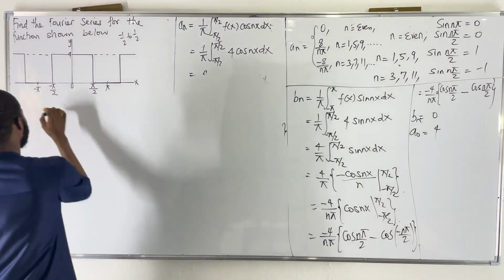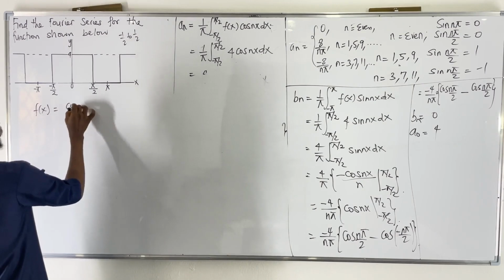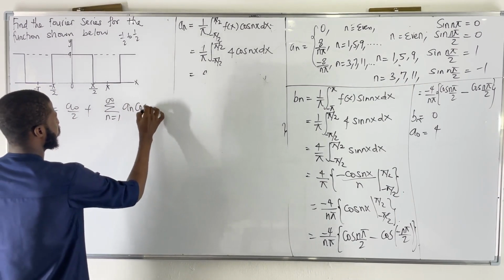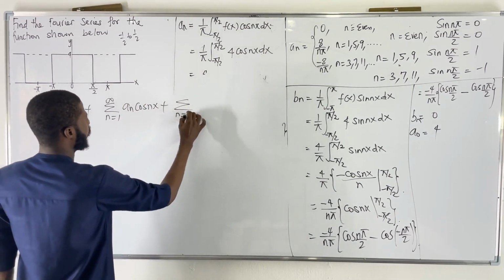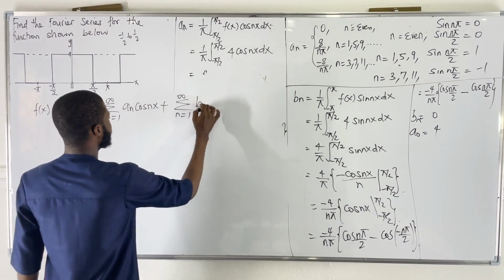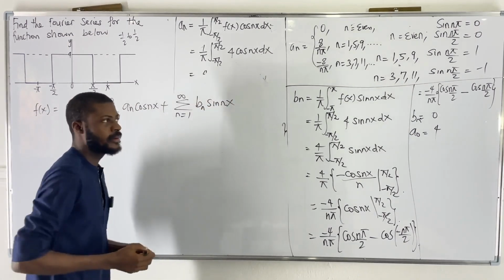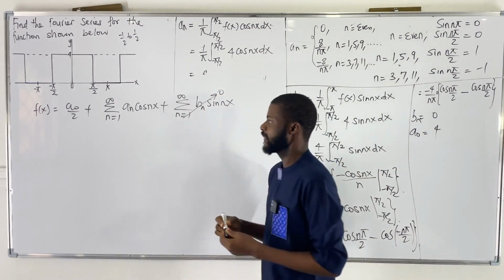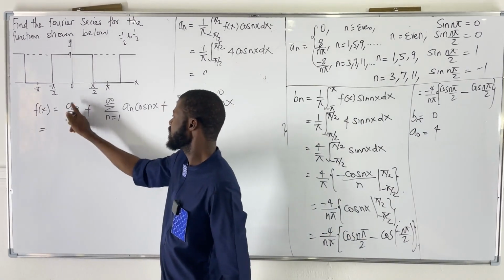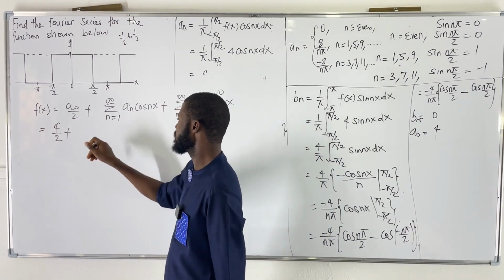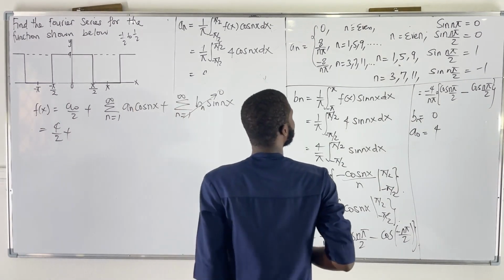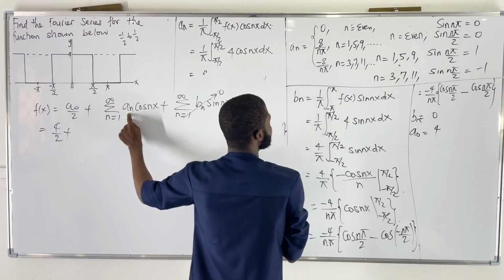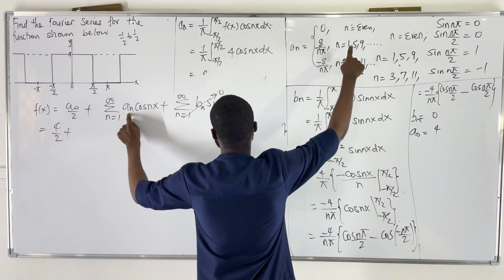All right, so we know that f of x is a naught over 2 plus the sum from n equal to 1 to infinity of a sub n cos nx plus the sum from n equal to 1 to infinity of b sub n sin nx. And the good thing is b sub n is 0, so this will just be 0. Now, a naught is 4, so this will be 4 over 2 plus. Okay, this is where it gets beautiful. For this part, the a sub n has different values.